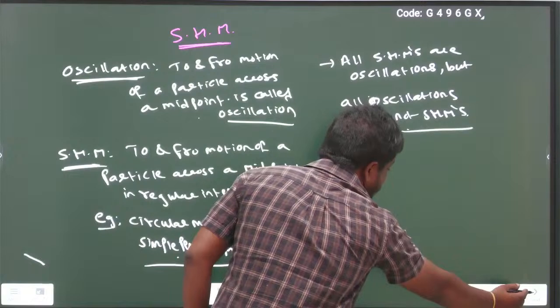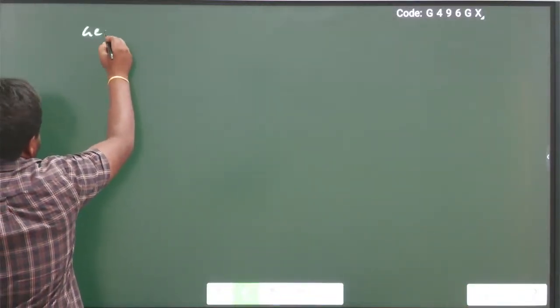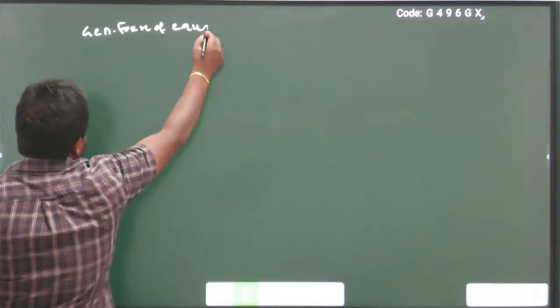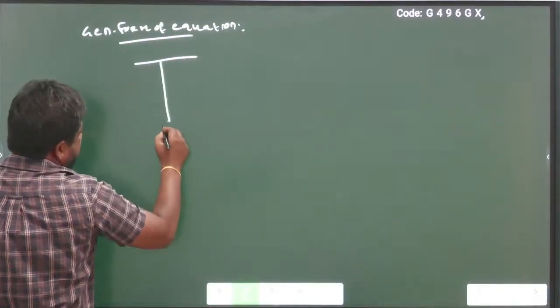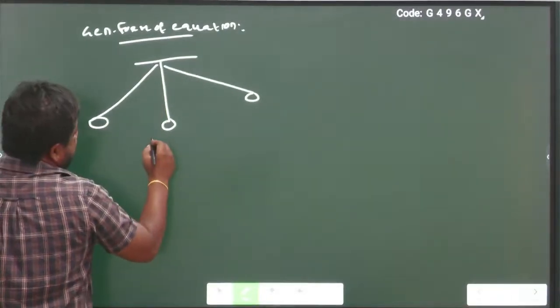Now let's have a look at the equation. First, the general form of the equation. For you to understand, first I'll start with an example. Look here, this is the simple pendulum, a perfect example for SHM.